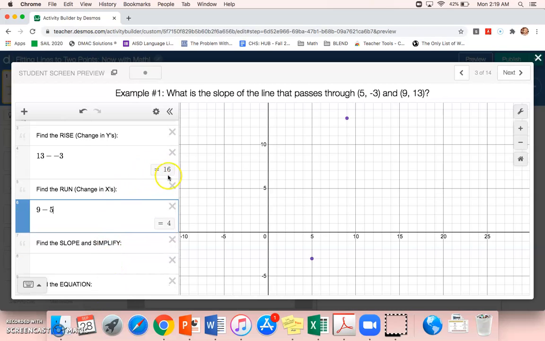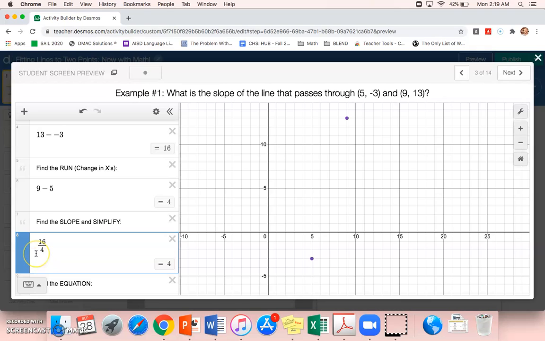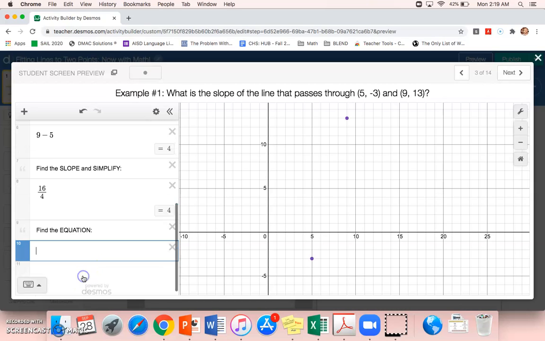We now have a rise and we have a run, right? So the 4 is here, and I'm going to now make a slope. So rise over run. And what I love about this is Desmos simplifies for me, so I know that the slope is actually just 4, because 16 divided by 4 is 4. So our goal with this is to find an equation, right? So we're going to say y equals 4x.